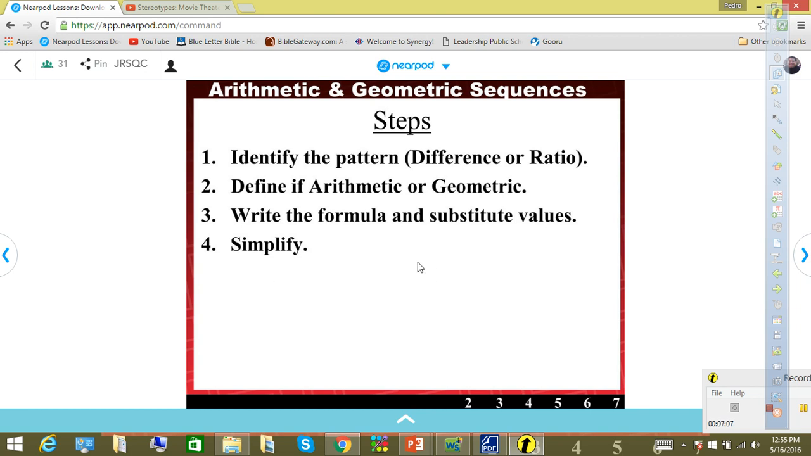Can you just say define sequence? Yeah, define if it's arithmetic or geometric. Copy that. We got the 4 steps?